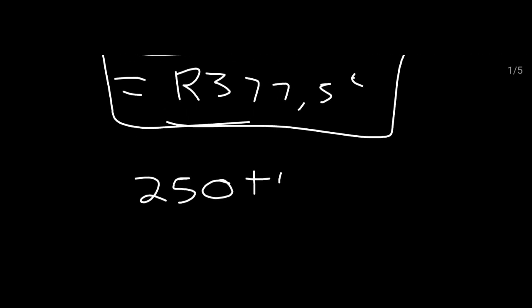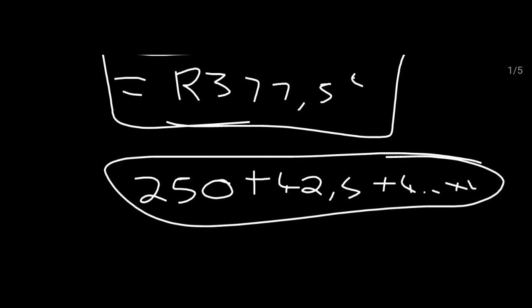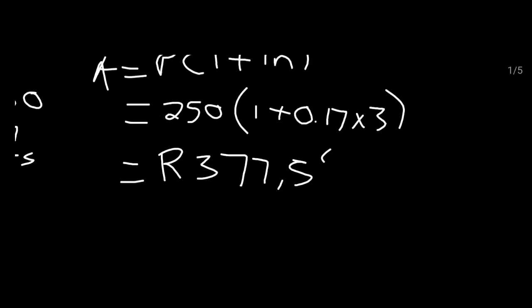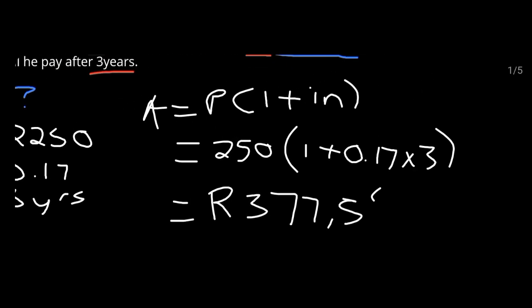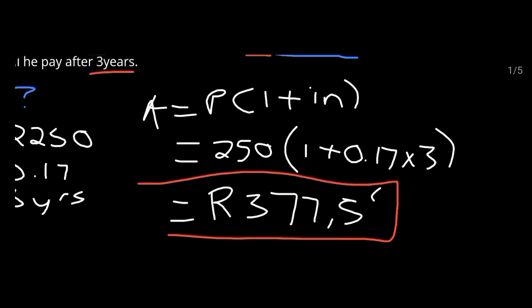Okay, but let's add 42.5. The first year, the second year, the third year, and then we add all these amounts to get your final amount. Or you can use the formula to get your final amount the quickest way possible, which is this way.